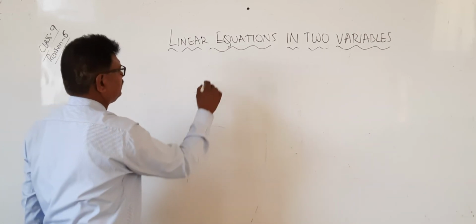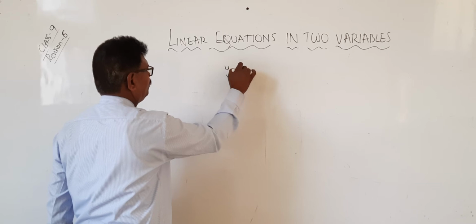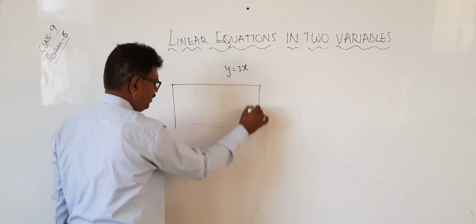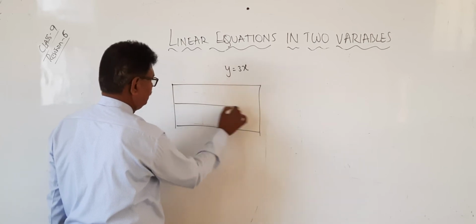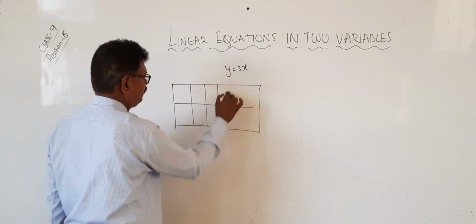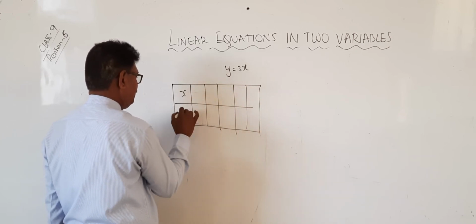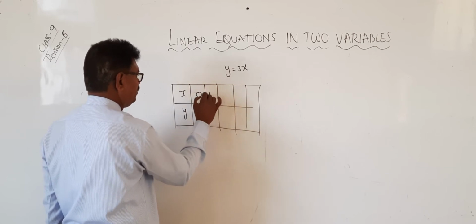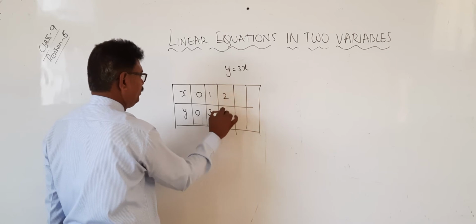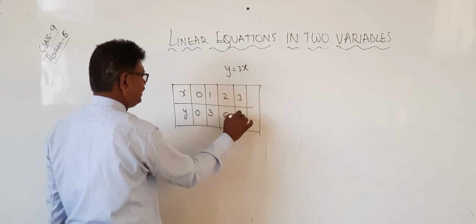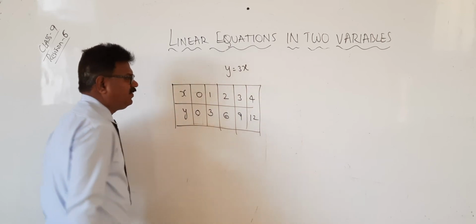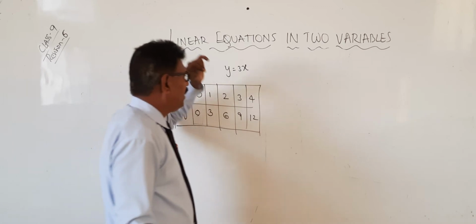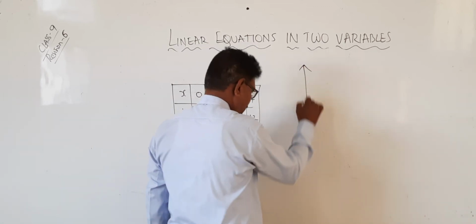Simple question. y equal to 3x. Still a very simple problem and a simple graph also. x, y. If x equal to 0, y equal to 0. If x equal to 1, y will be 3. 2 means 6, 3 means 9, 4 means 12, because y is nothing but 3 times x. Very simple. How to draw the graph? I told already, it's very, very simple.